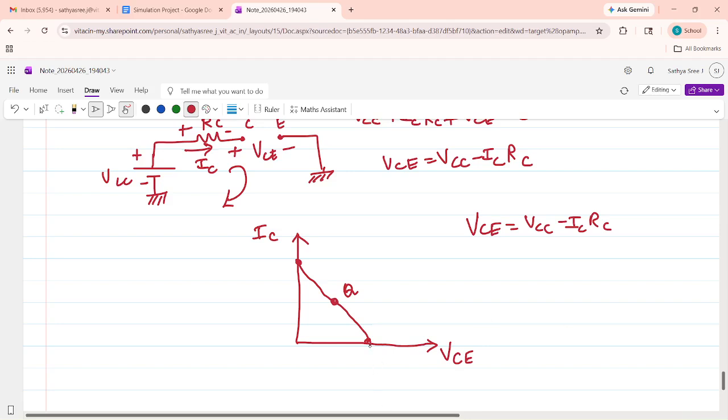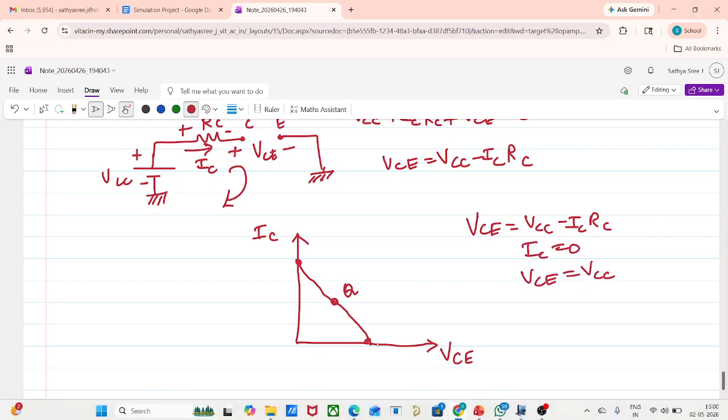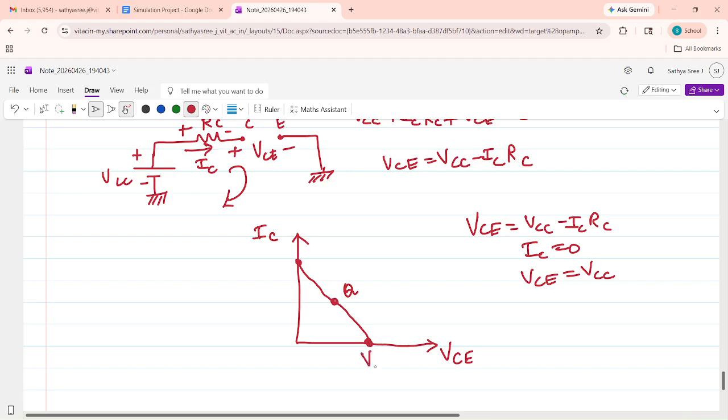At this point, IC is 0. So first, let me make IC 0. If IC is 0, VCE is equal to VCC. So this point is equal to VCC, because for a point on the x-axis, the y-axis value must be 0. By making IC 0, VCE equals VCC.